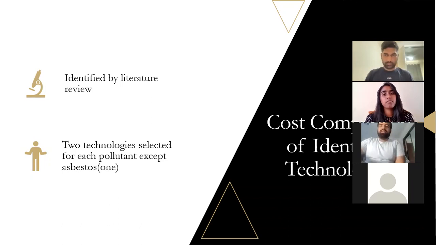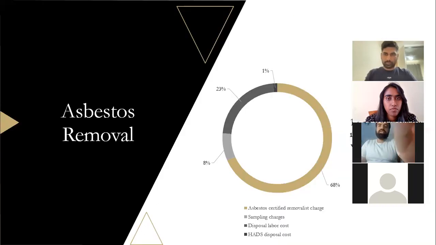So next we compare the technologies on the basis of cost. We have selected two technologies for fly ash, hydrocarbons, and heavy metals, and we have only selected one technology for asbestos. That's the removal of asbestos by certified asbestos removalists. We have selected these technologies on the basis of literature.